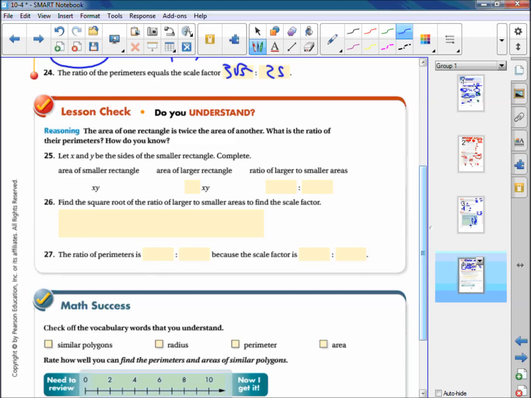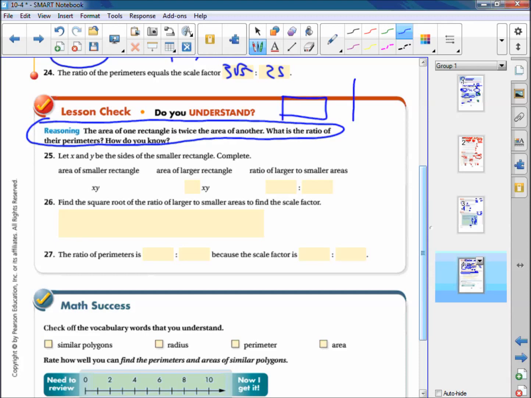Okay. All right, welcome back. So our lesson check says the area of one rectangle is twice the area of another rectangle. So once again, we have two rectangles. We don't know their actual dimensions, but we know the area over here is going to be twice as big as the small area. So it could be something like 10 and 5, or 250 and 125. So something like that. All right, so this area we don't know, but compared to that one, it should be twice as big.